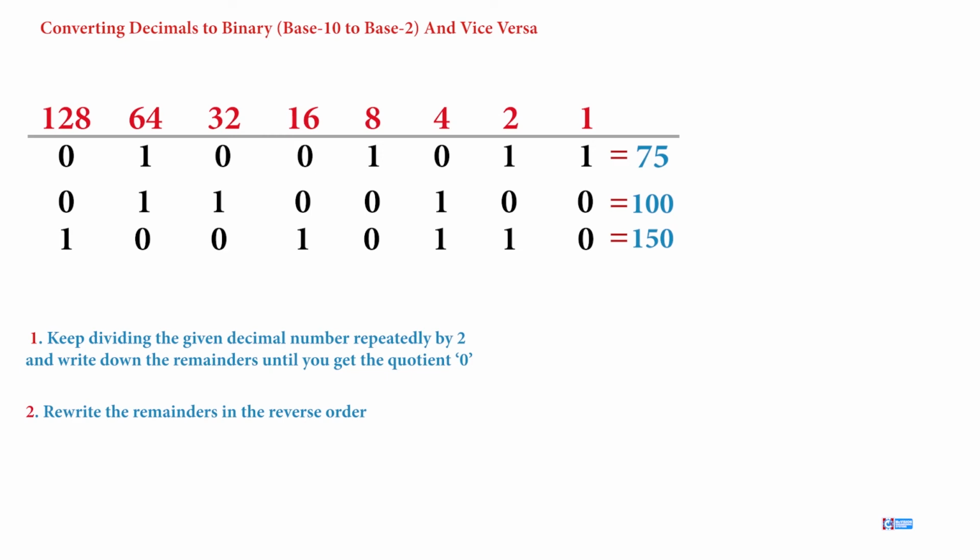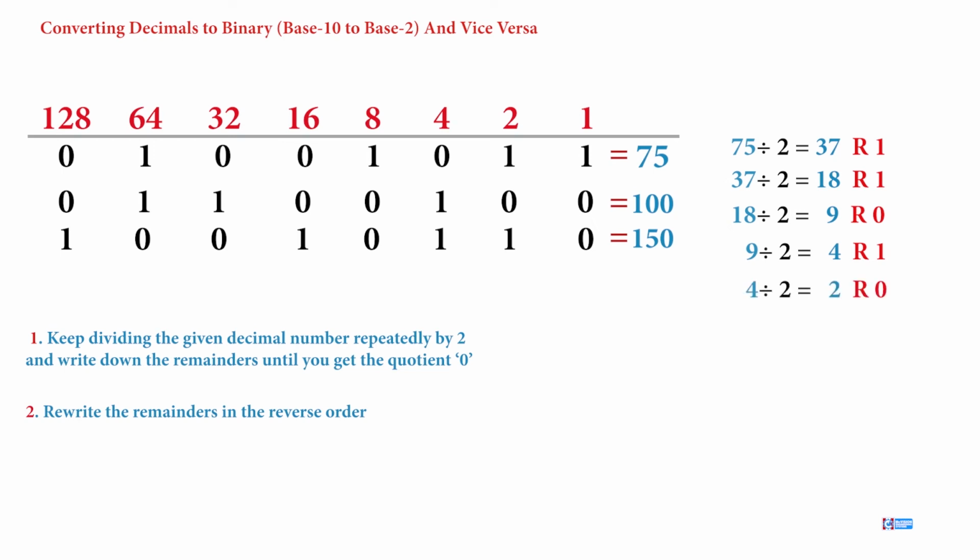We start with 75. 75 divided by 2, we get 37, remainder 1. We then divide the quotient 37 by 2, we get 18, remainder 1. Now, 18 divided by 2, we get 9, remainder 0. 9 divided by 2, we get 4, remainder 1. Divide 4 by 2, we get 2, remainder 0. Now, 2 divided by 2, we get 1, remainder 0. 1 divided by 2, we get 0, remainder 1.